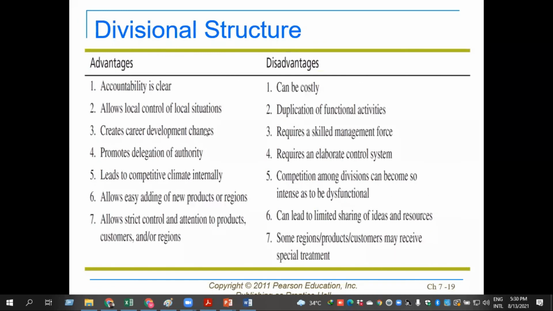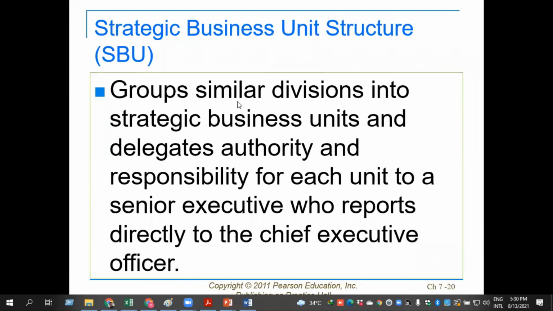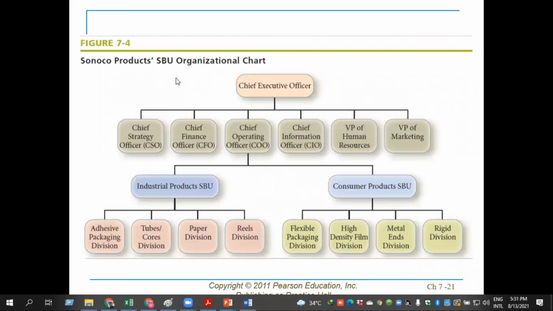Advantages and disadvantages are there; you can read them by yourself. A strategic business unit structure is also there. It is something like this: a strategic business unit where there is a chief executive officer, and under that chief executive officer, the chief strategy officer is different, the chief finance officer is different, the chief operating officer is different, the chief information officer is different, the chief human resources officer is different, and the VP marketing.